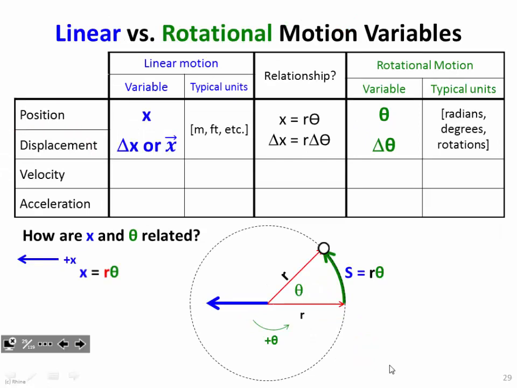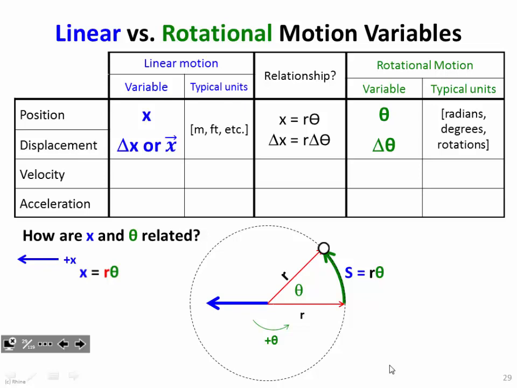So our position variable in linear motion is x, or delta x if we're talking about displacement. Remember, that can be a vector. Typical units are meters or feet. On the right side, we have our rotational motion variables, and instead of x, we use theta. So x and theta are our linear position or angular position. Delta x or delta theta is our linear displacement or our rotational displacement.